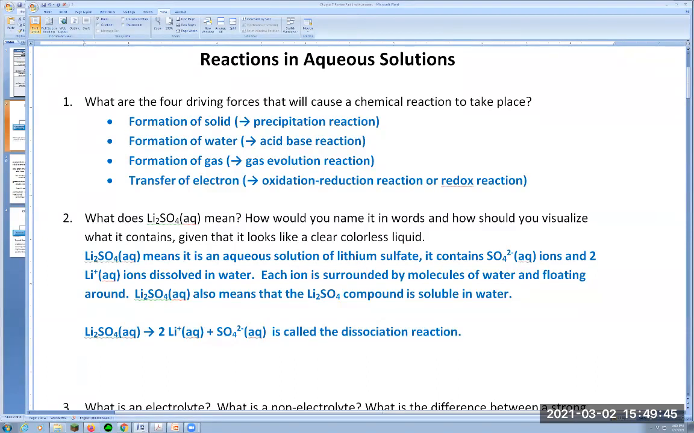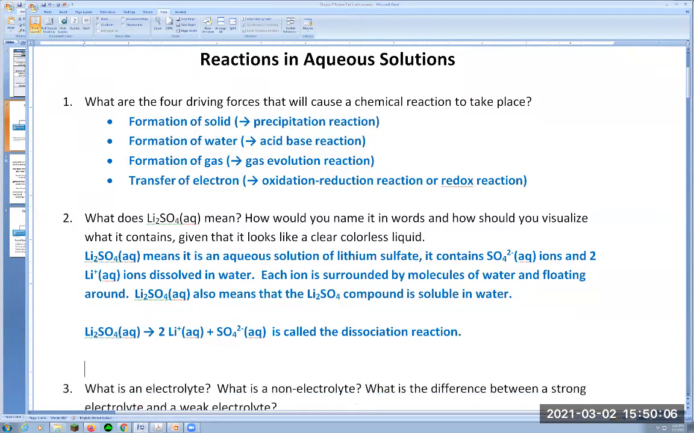And you need to be able to retrieve the proportions of how many positive ions per negative ions you have, right? You use the formula for that. And here we have one SO4, and then two Li plus ions. So that answers question 2.